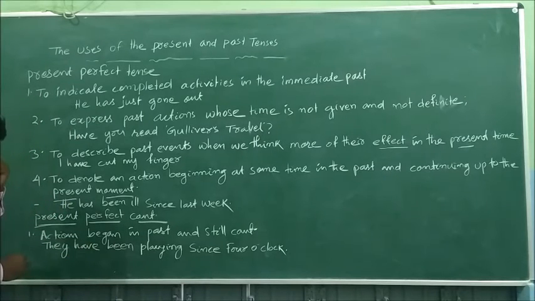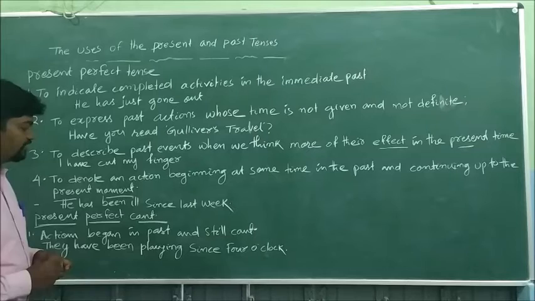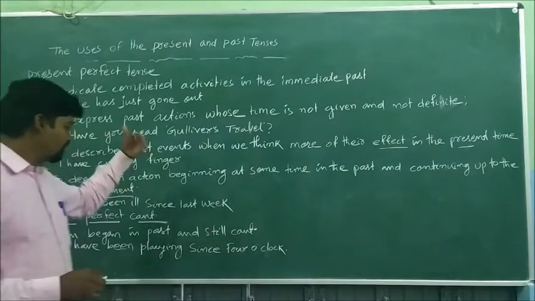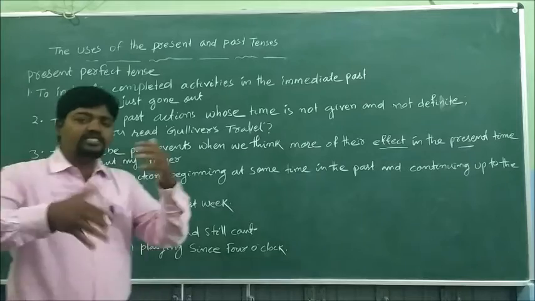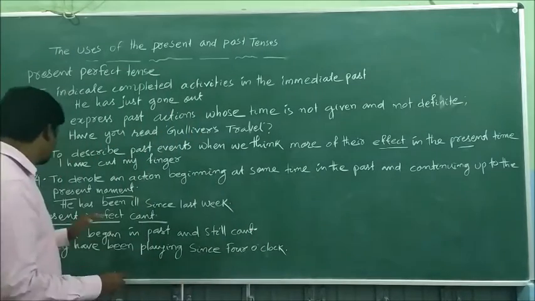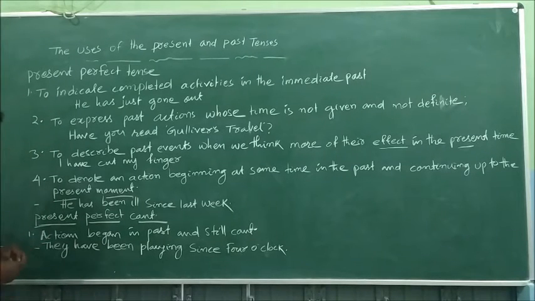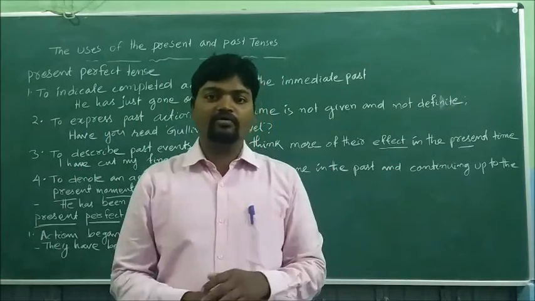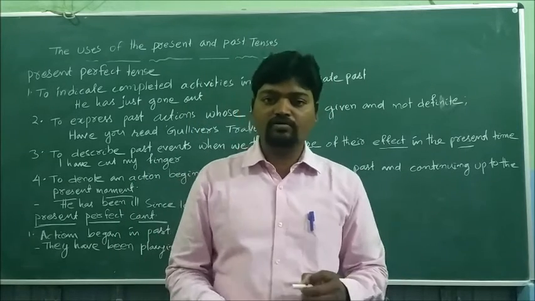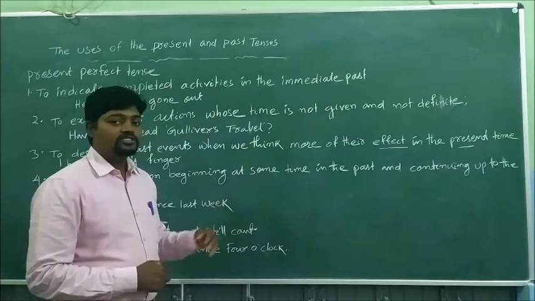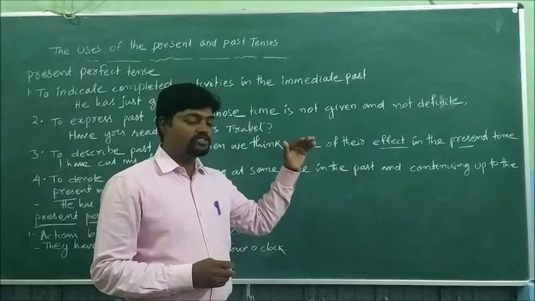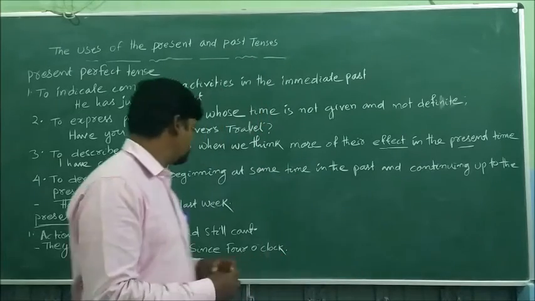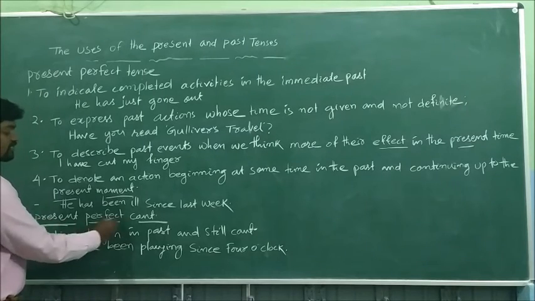We use present perfect continuous tense for actions that began in the past and still continue. Suppose the actions began in the past, some time or some days before, and still it is continuing in the present time, then we use present perfect continuous tense. Example, they have been playing since 4 o'clock. So, from 4 o'clock onwards, they have been playing till now. Suppose the time is 6 o'clock or 7 o'clock. When we ask, what are they doing? Sir, they have been playing since 4 o'clock. That means the action started 3 or 4 hours before and still it is continuing. In these situations, we use present perfect continuous tense.